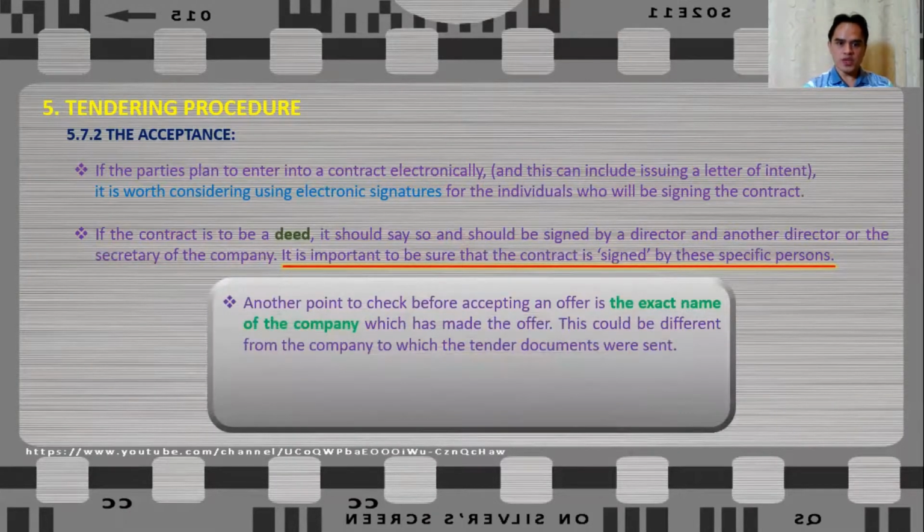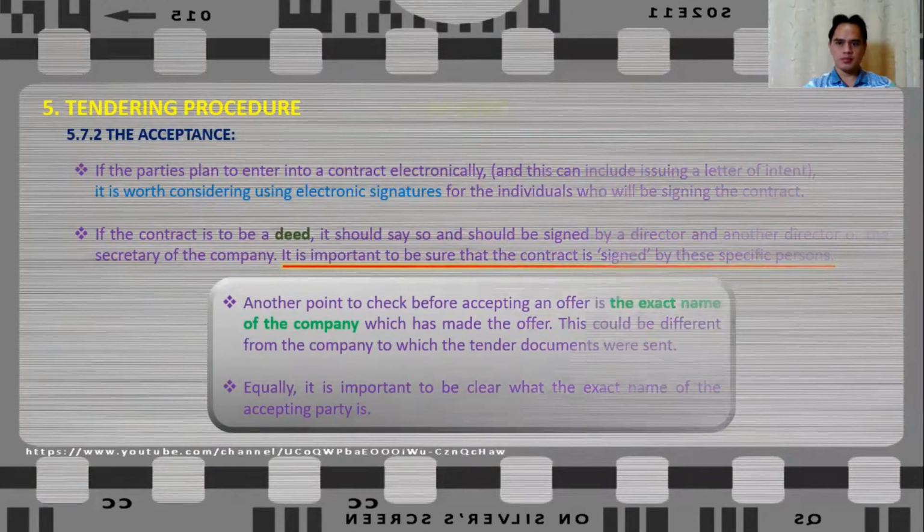Another point to check before accepting the offer is the exact name of the company which has made the offer. This could be different from the company to which the tender documents were sent. Equally, it is important to be clear what is the exact name of the party accepting the offer.